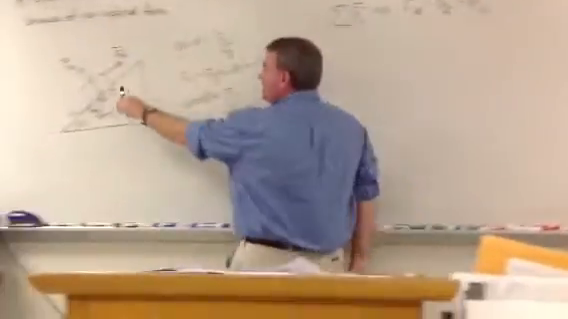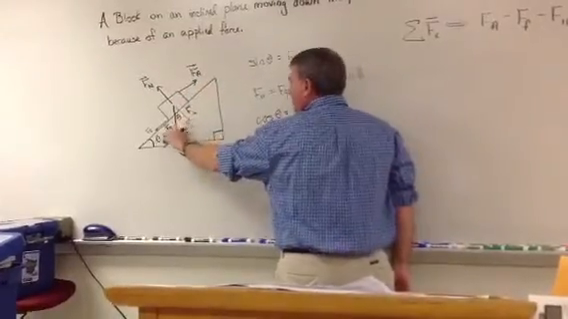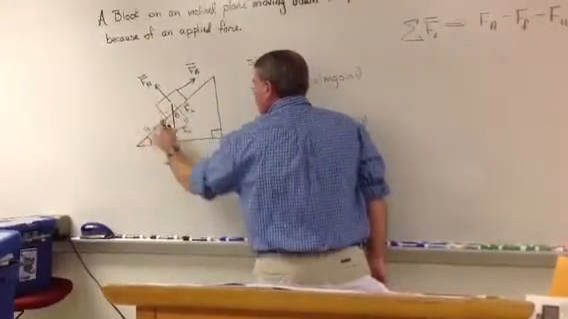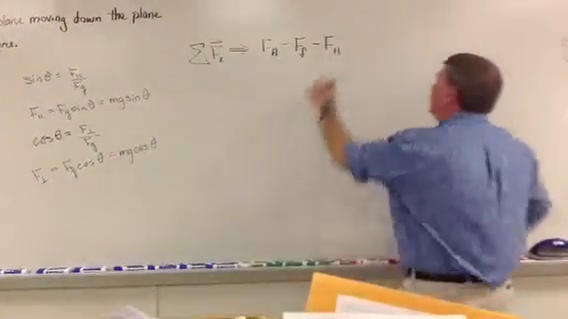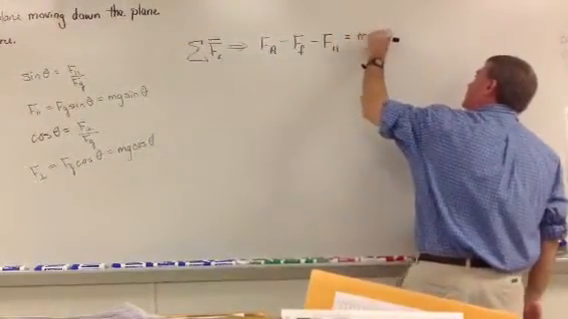So the force applied is pulling upwards. The parallel force is downwards. The force of friction is downwards. Since they oppose the motion, you subtract. That's equal to mass times acceleration.